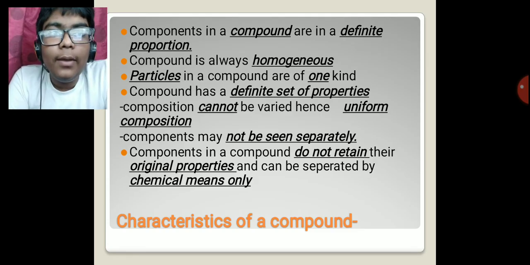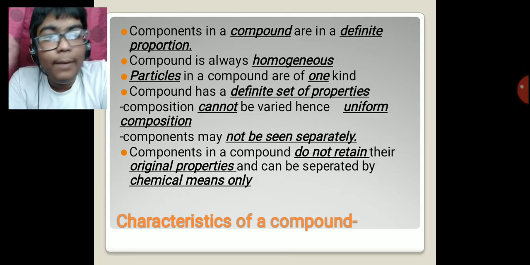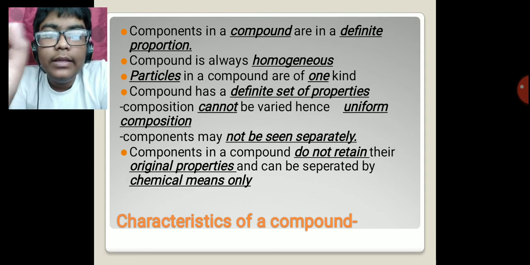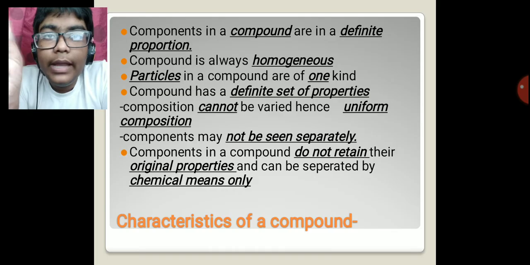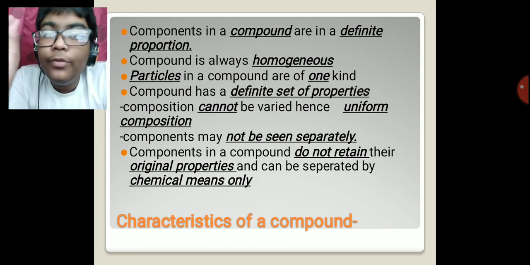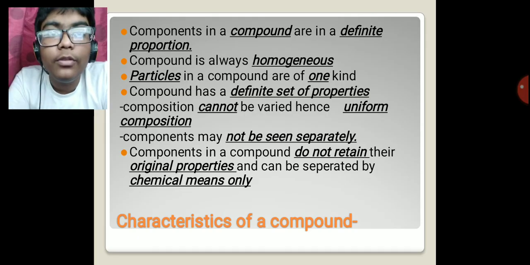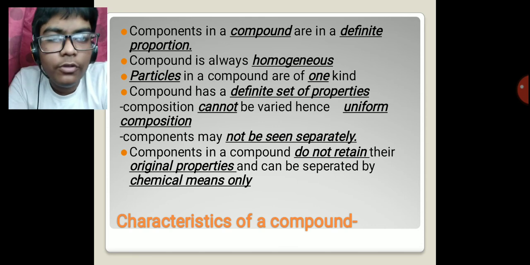Particles in a compound are of one kind. That means when a compound is made, all the particles you can see, if for example you take HCl, any particle you take from that, you will only see HCl. You can't see H on one side and Cl on the other side. That is not possible. HCl will be seen even in the smallest particle.